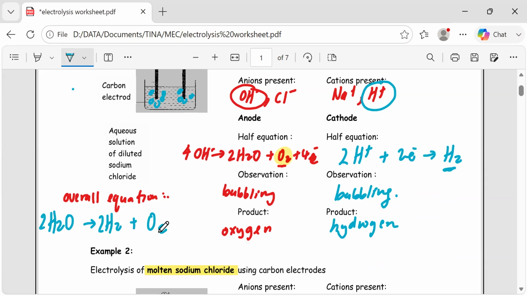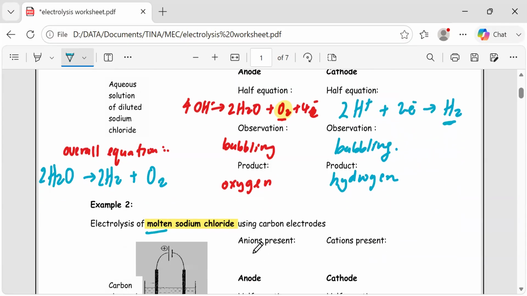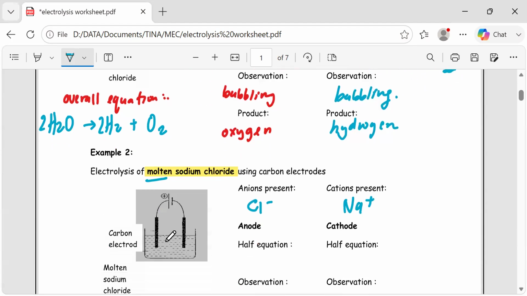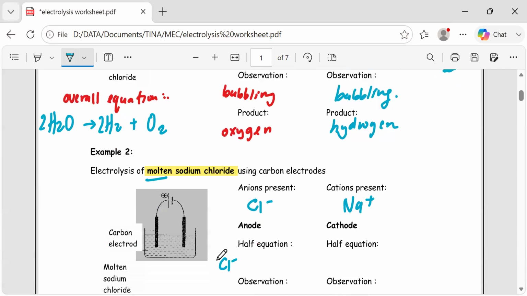Okay, what does molten mean? No water. So there's only sodium chloride. So there's only chloride and sodium. That's it. So molten is easier. Molten only has one of each. You get it now? All right. So anode is chloride. Cathode is sodium.